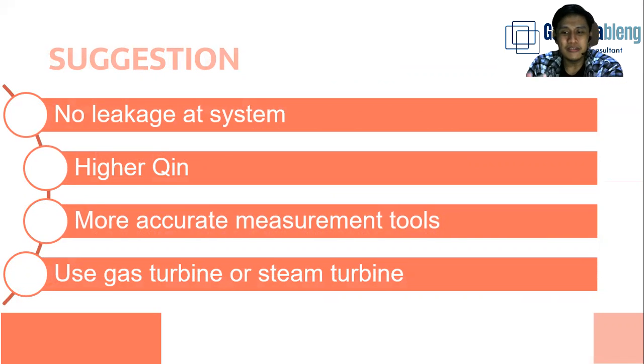So the steam can flow perfectly in the system. Use a boiler with a large heat input, use a more accurate tool, and use a steam or gas turbine instead of a water turbine.